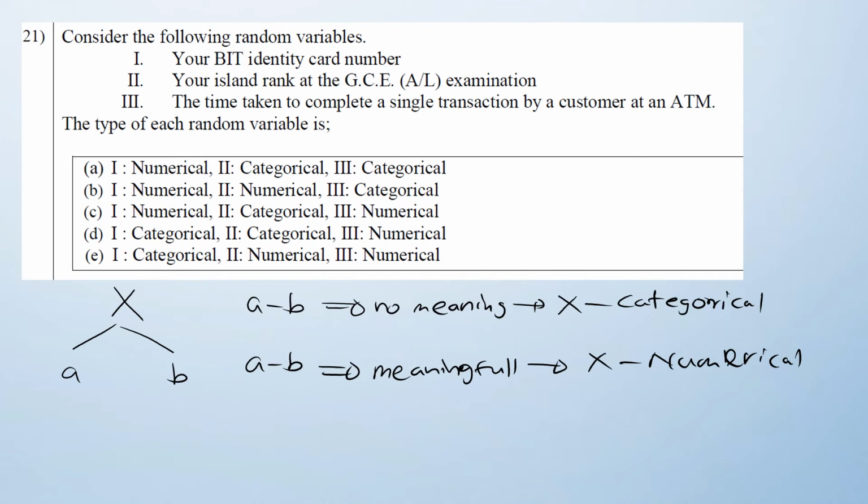So for the first one, the BIT identity card number is the random variable. When you have two students, there is a difference between the ID numbers, but it is meaningless. So it is categorical.